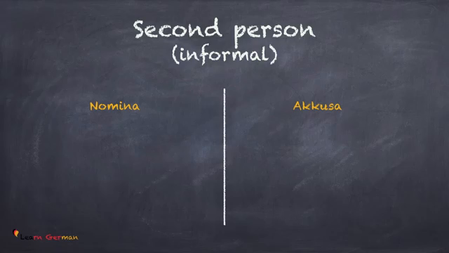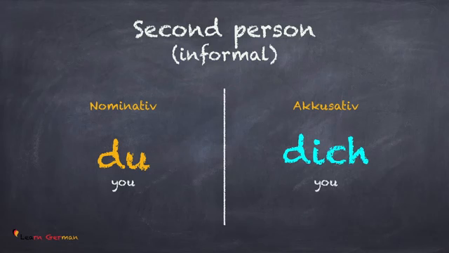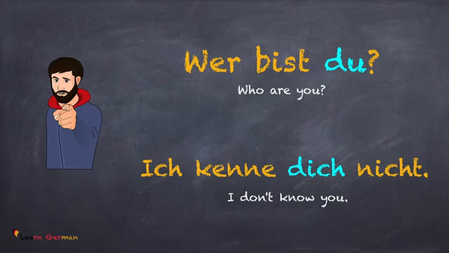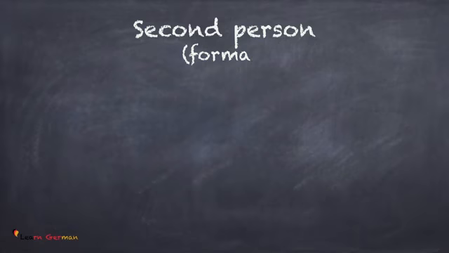Let's move on to the second person informal du. The accusative is dich. Let's see how to use it in a sentence. Wer bist du? Ich kenne dich nicht. In this case, ich is the nominative subject and dich is the accusative object. Dich is used here as the accusative form for du.